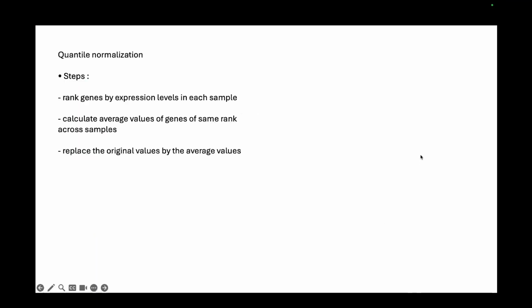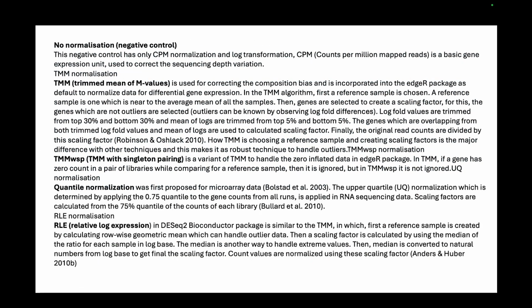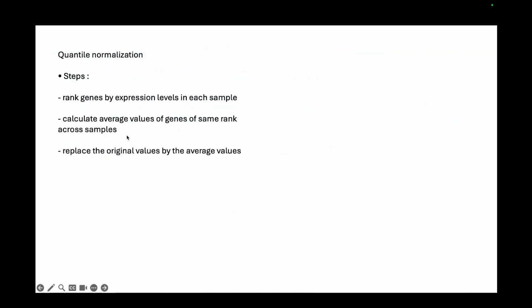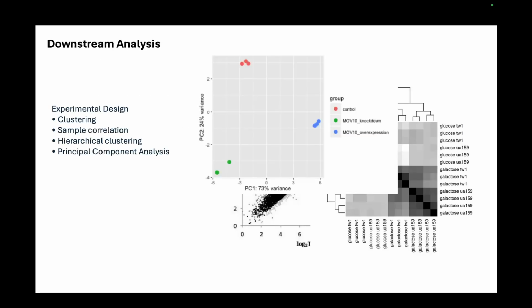Okay. So in quantile normalization, which we talked about here, there are basically three steps. First, you rank the genes by expression levels in each sample. You calculate the average of each rank across the samples, and then you replace the original value by the average value. It's kind of averaging out.